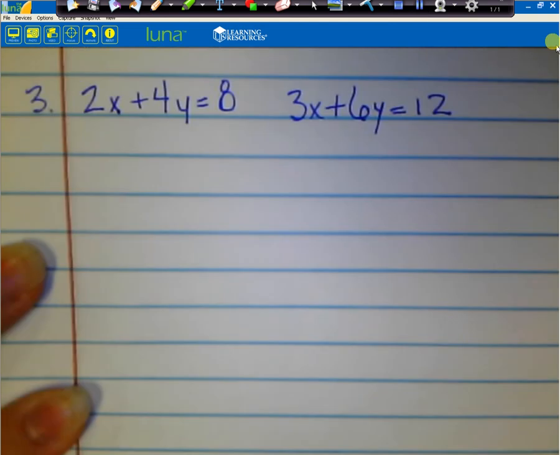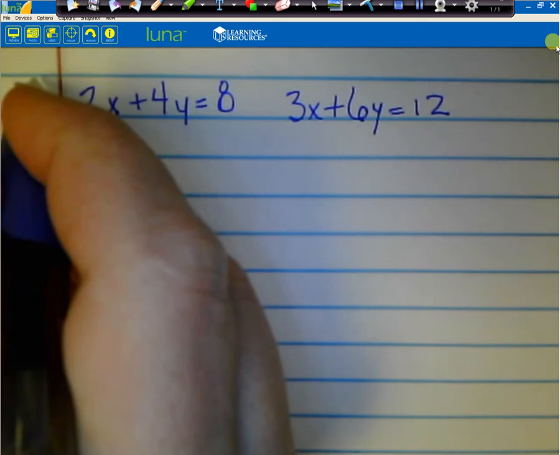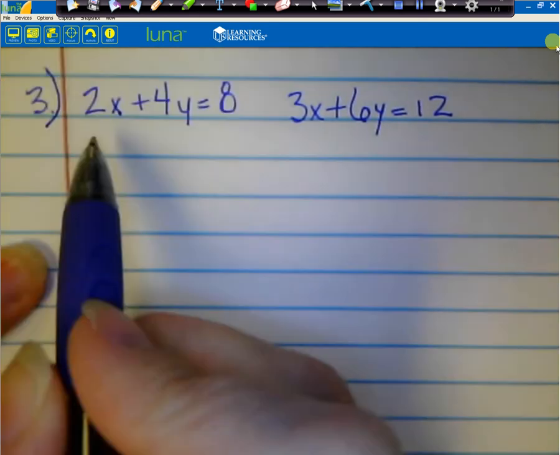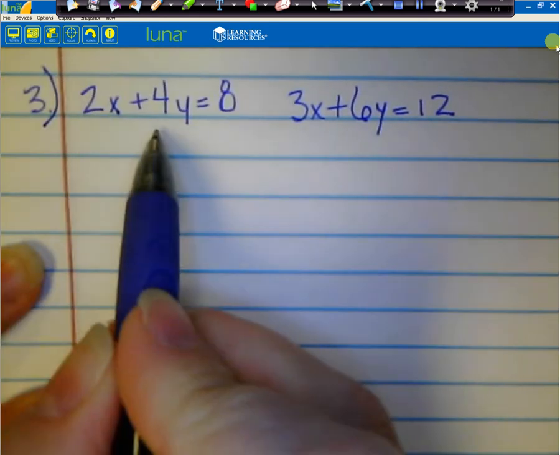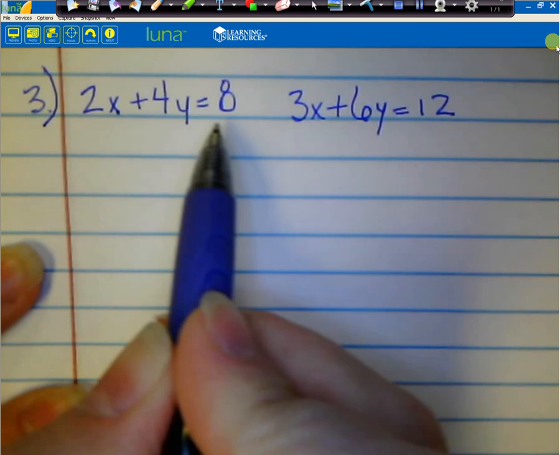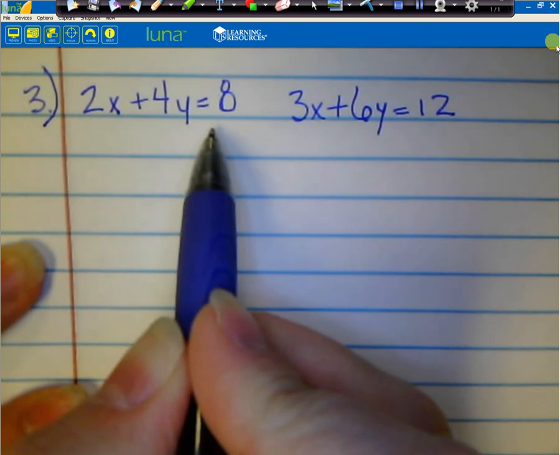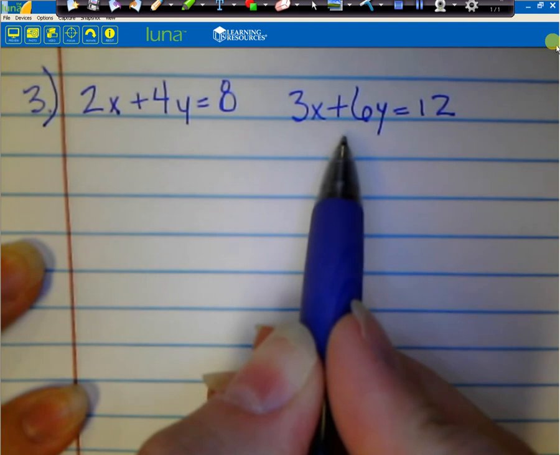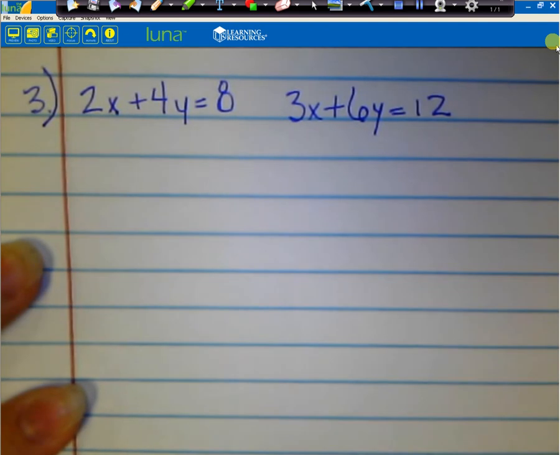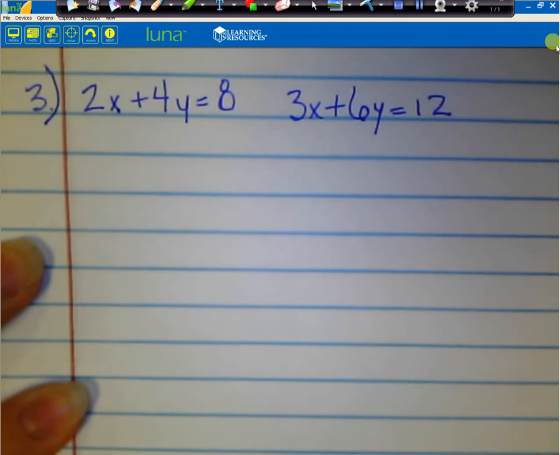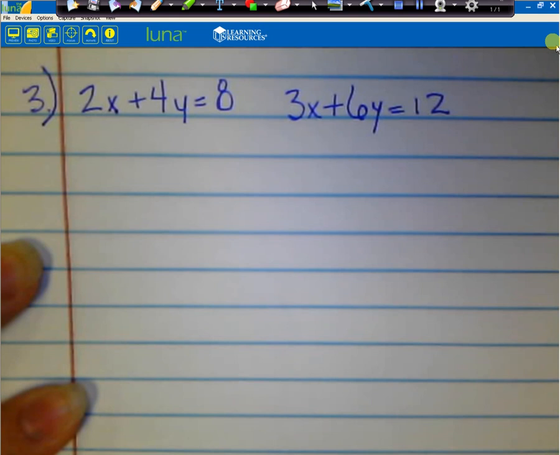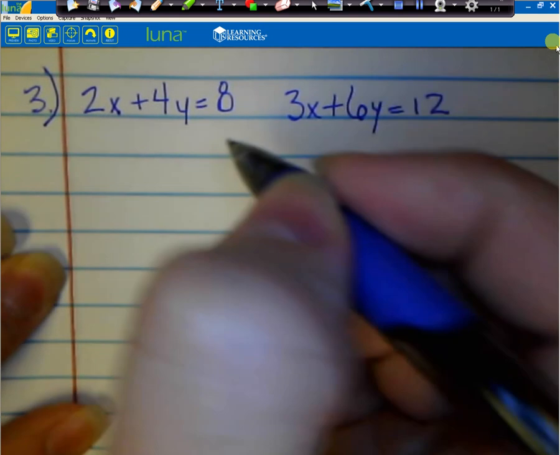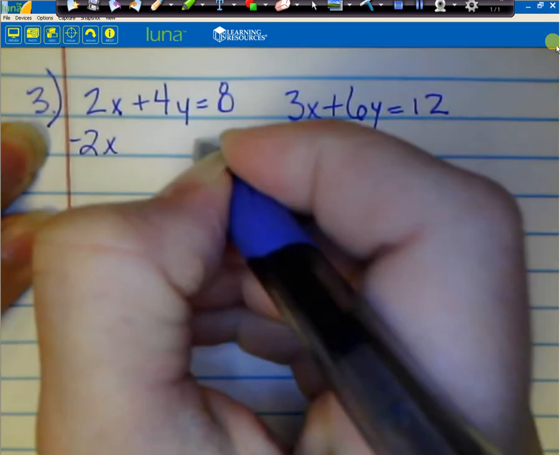All right, go ahead and write this problem down on your paper for number 3. Your first equation is 2x plus 4y equals 8. And your second equation is 3x plus 6y equals 12. So again, just like the last one, the first thing we have to do here is go ahead and solve for y. So we're going to do that by subtracting 2x from both sides here.